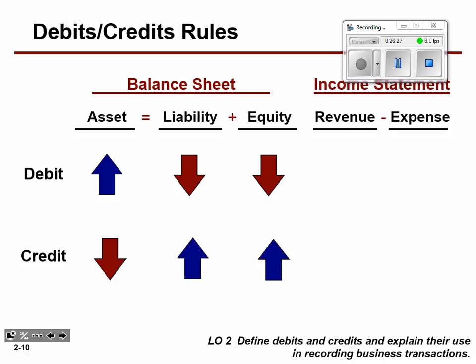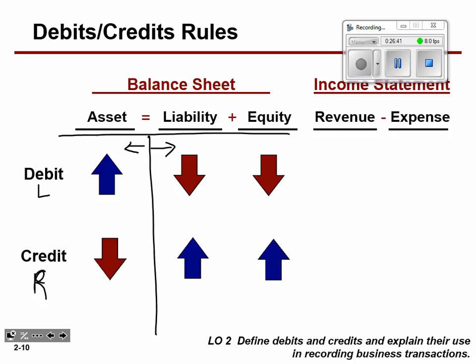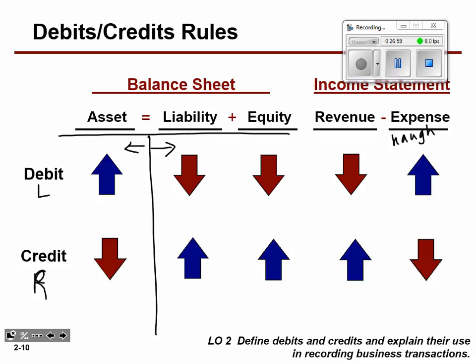I could draw this. This is on the left side. This is on the right side, an asset. Now, remember, debits are on the left, credits are on the right. But it doesn't necessarily mean increase or decrease, because it matters what side of the big giant divide you're on. Now, revenue follows the same rules. Expenses are naughty. What else is naughty? Drawing. Drawing is naughty as well.